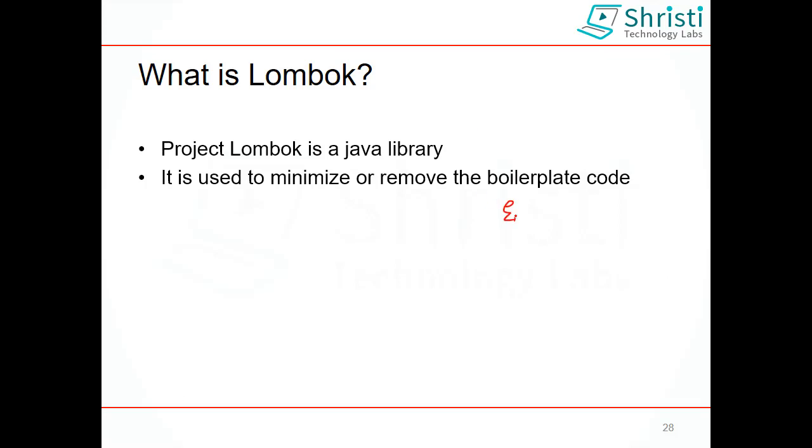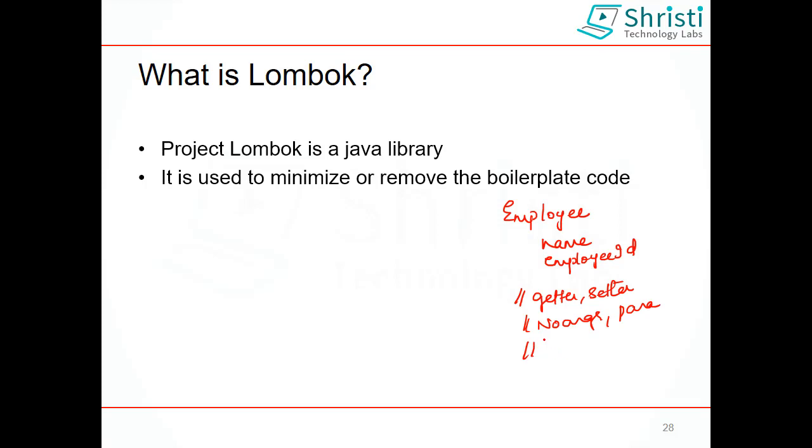Assume you have a bean class like Employee with a few properties, name and employee ID. As a developer, you need to add getter setter methods, no argument constructor, parameterized constructor, then you need to override hashCode and equals if required, then generate toString. Assume you are having 10 beans similar to this. You need to write all this code in all your Java beans. This is the boilerplate code that we can minimize or remove with the help of Lombok.